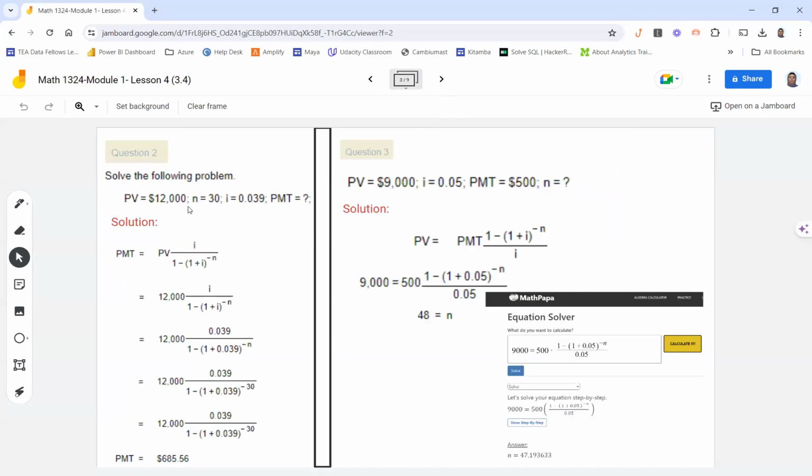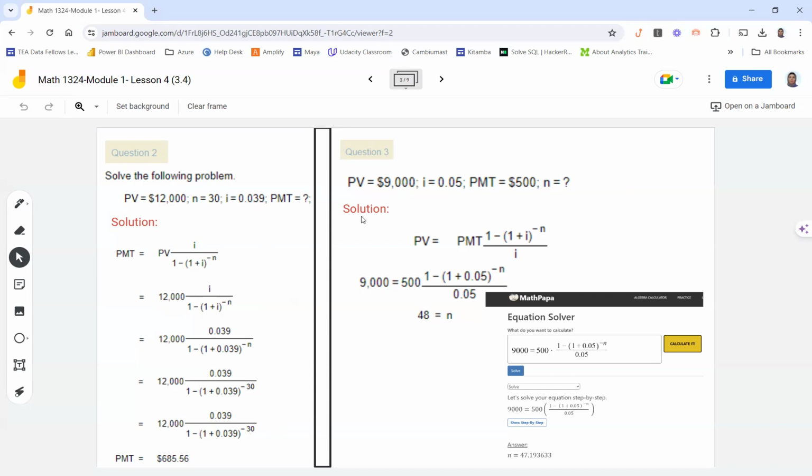Question 2. This time, we need to find PMT. So this is the formula we're going to use for PMT. We want to find the periodic payment. Present value is $12,000. I value is 0.039. 1 minus 1 plus I value to the power of negative 30. Using a calculator, you can find that the payments will be $685.56.